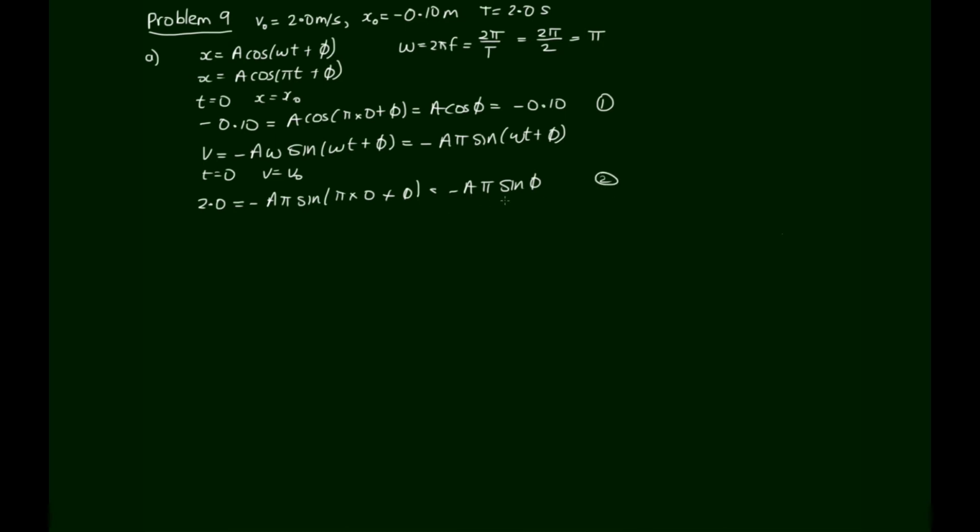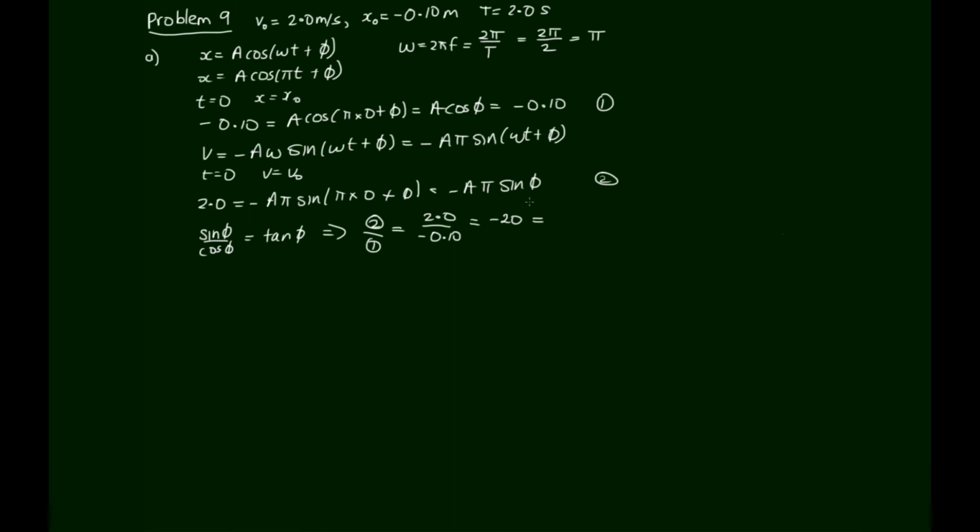Now, we can do a couple of trigonometric tricks here to work out what phi is and also what A is. Let's start with phi. What we'll be using is the relationship that sine phi over cos phi is equal to tan phi. So using this, we can put equation 2 over equation 1. Equation 2, we've got the left-hand side is 2, and here we've got that's over minus 0.10. And so that is equal to minus 20.